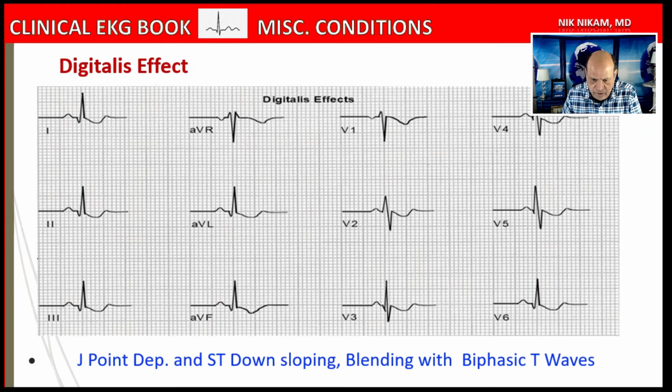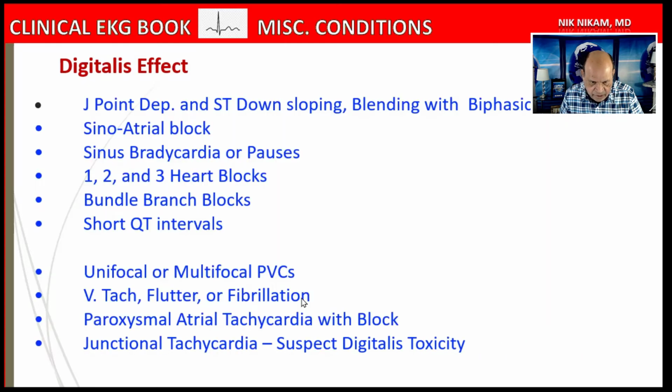And here is a tracing showing various effects of digitalis on the electrocardiogram. We can see a J-point depression, downsloping ST segment, blending with biphasic T waves. So these are some of the important features of digitalis toxicity. In addition to that, we can have ectopic beats and many other conditions.